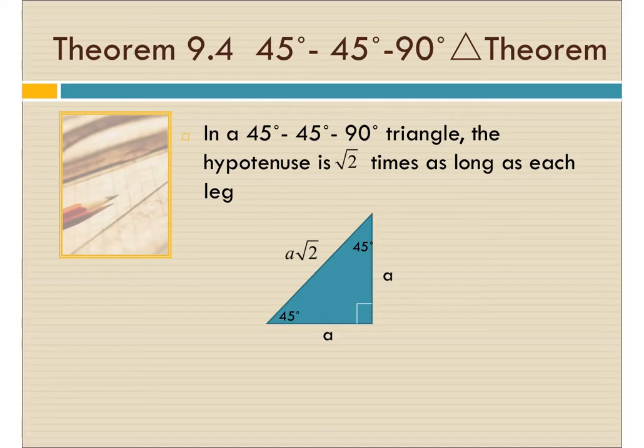Okay, so the first one that we're going to learn about is called the 45, 45, 90 triangle theorem. It says in a 45, 45, 90 triangle, the hypotenuse is the square root of 2 times as long as each leg, okay? So, in other words, we've got 2 angles that are 45 degrees, right? And then we've got 2 sides that are both length A. Can anyone tell me why these legs have to be the same length in a 45, 45, 90? Dylan, what do you think?